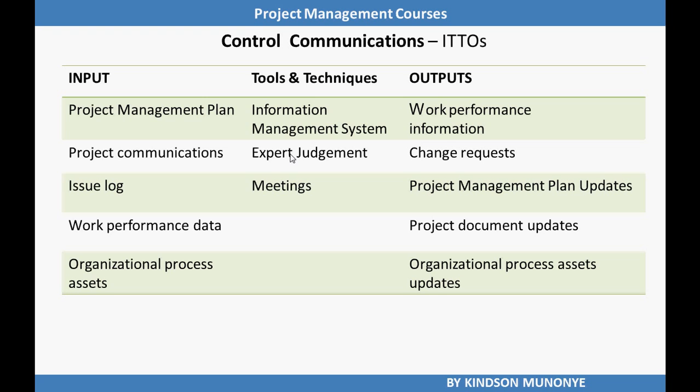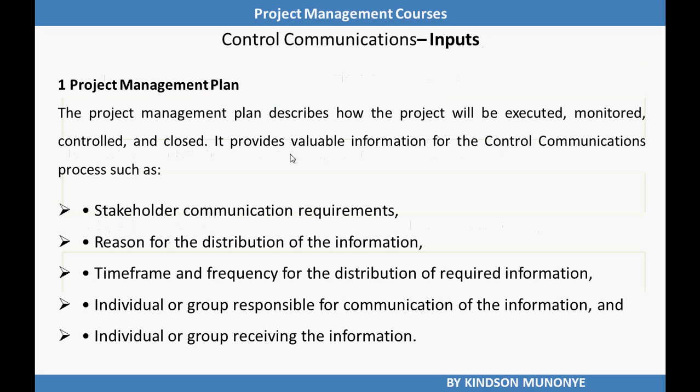Here in control communications we have just three tools and techniques: information management system, expert judgment, and meetings. We have a number of outputs including work performance information, change requests, project management plan updates, project document updates, and organizational process assets updates. Let's now look at each of these inputs, tools and techniques, and outputs, and it will help us get a little clarification on why they are included.